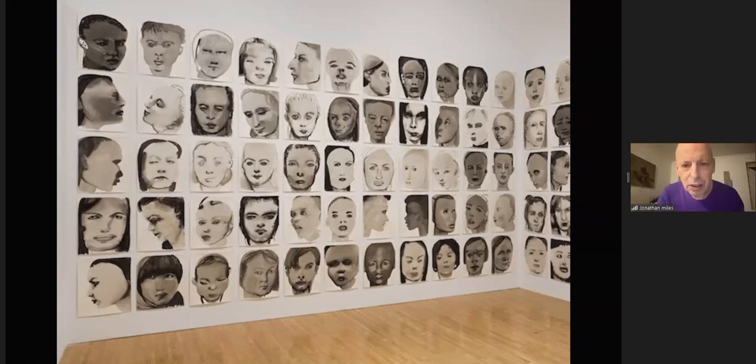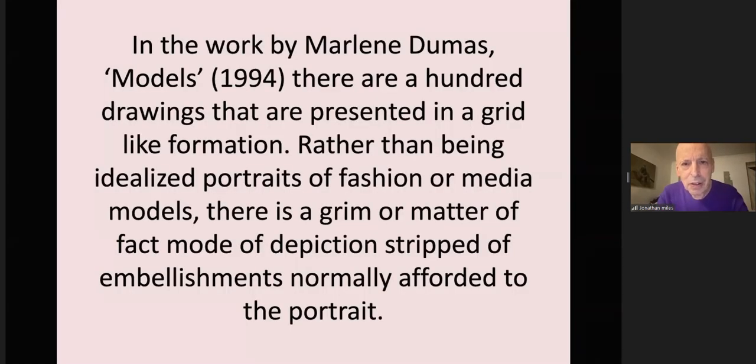That's one. Then we'll change the reader. Just do this one. In the work by Marlene Dumas, Models, 1994, there are 100 drawings that are presented in a grid-like formation. Rather than being idealized portraits of fashion or media models, there is a grim or matter-of-fact mode of depiction stripped of embellishments normally afforded to the portrait.